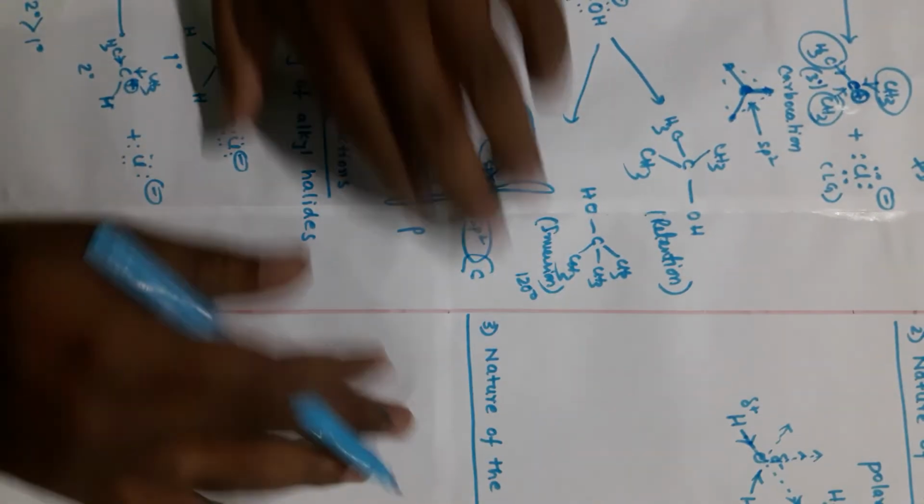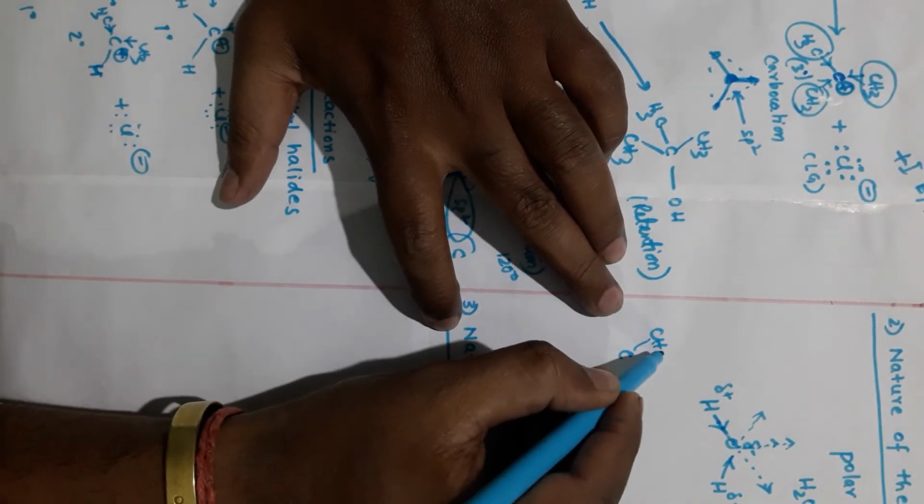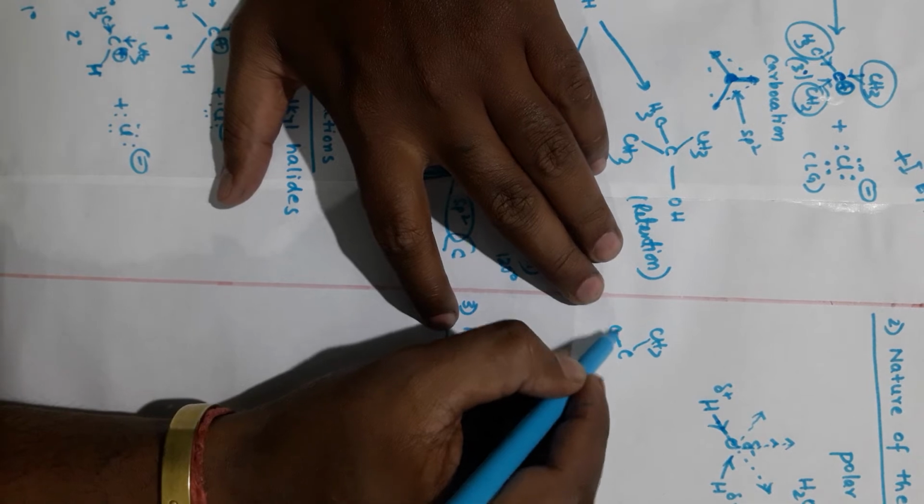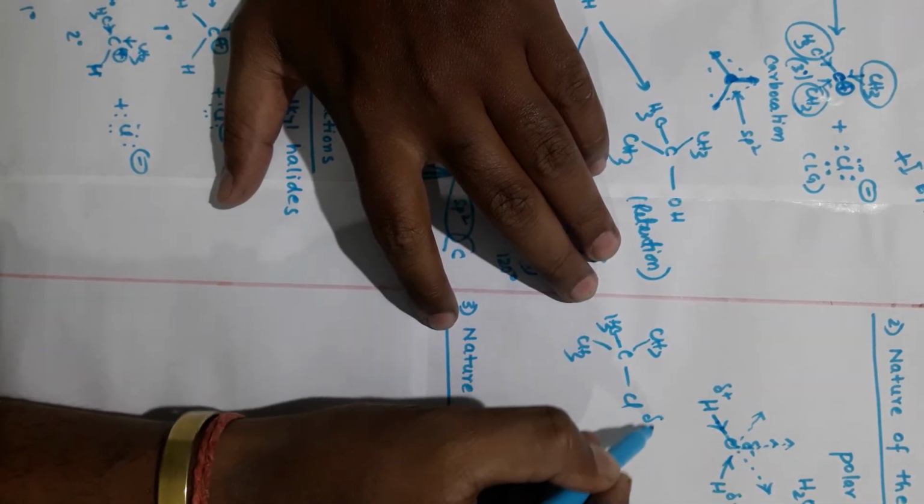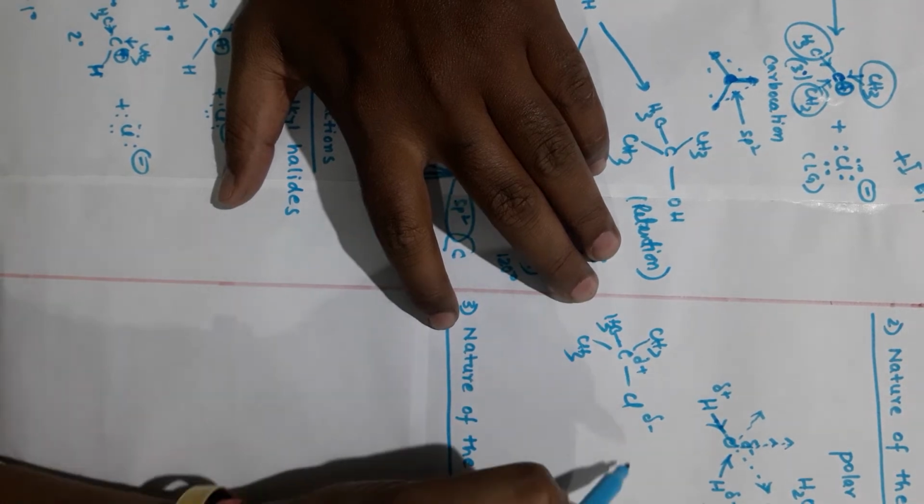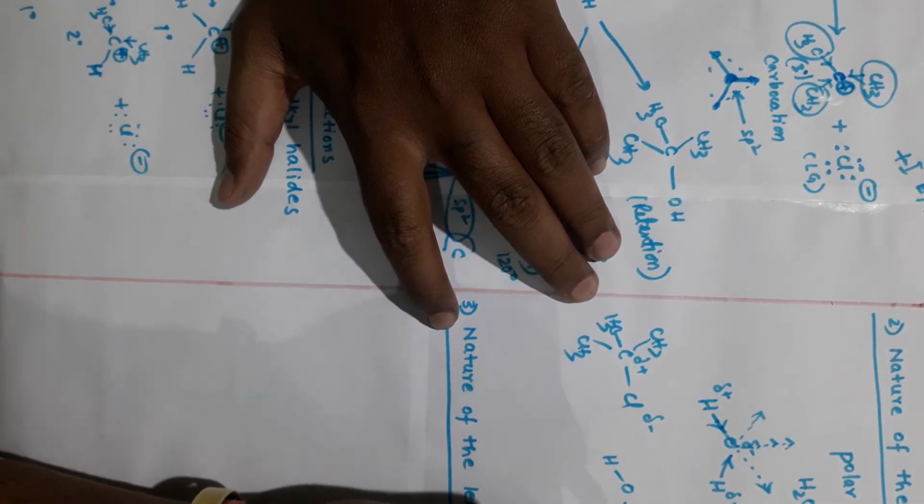Let us see. If I take the tertiary alkyl halide, this bond is polar, delta minus, delta plus. So in presence of water, delta minus, delta plus, delta minus, delta plus.